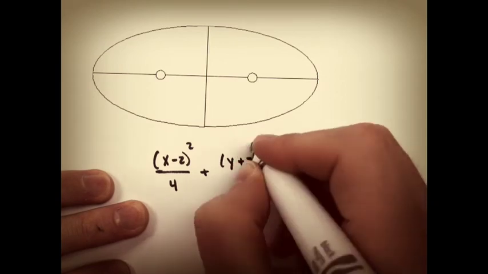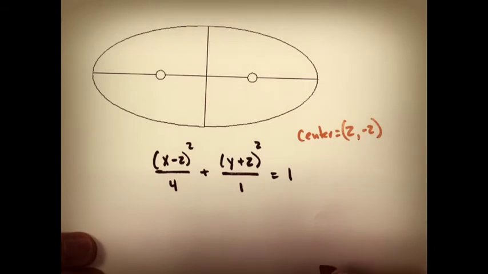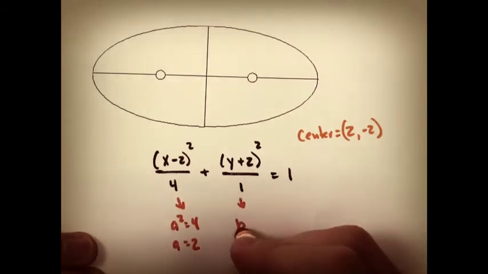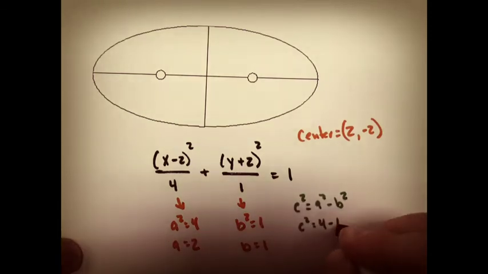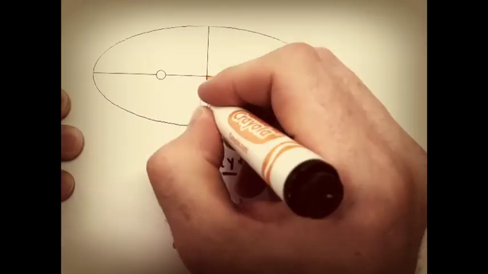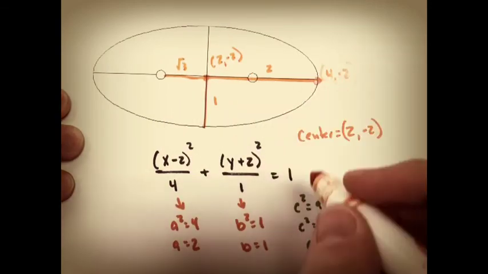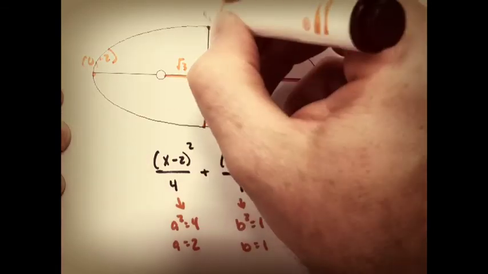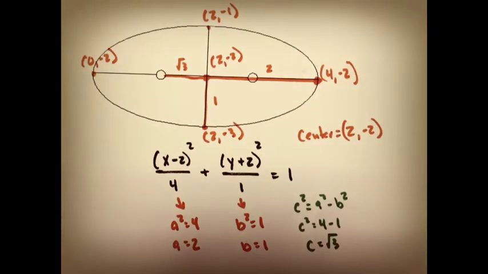So if I give you an ellipse in the standard form, you can see the center is 2, negative 2. A in this case is equal to 2, B is equal to 1. So the length from the center to the vertex is 2, and C is root 3, and you can see how I figured that out. That distance is 2, that distance is 1, and that distance between there and there is root 3. If the center is 2, negative 2, you can figure out where all the vertices are. And you can check my math. I think I got them right, but let me know if I didn't.